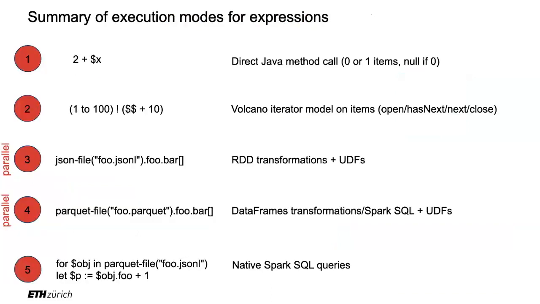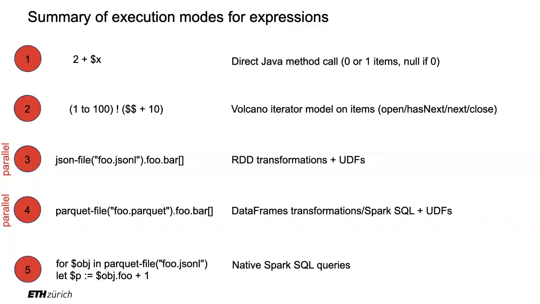It's just the implementation. So the summary for expressions is that we can have a direct Java method call if it's a single item. We can iterate our way sequentially. That's the streaming that I told you about. Next, next, next, next, next, if it's small enough. If we open a JSON file that isn't valid, then we just use RDD and transformations. If it's a Parquet file or we know that it's structured or we validated it, then we use data frames and data frame transformations. And finally, for some cases, and that is new, we might also convert to Spark SQL.